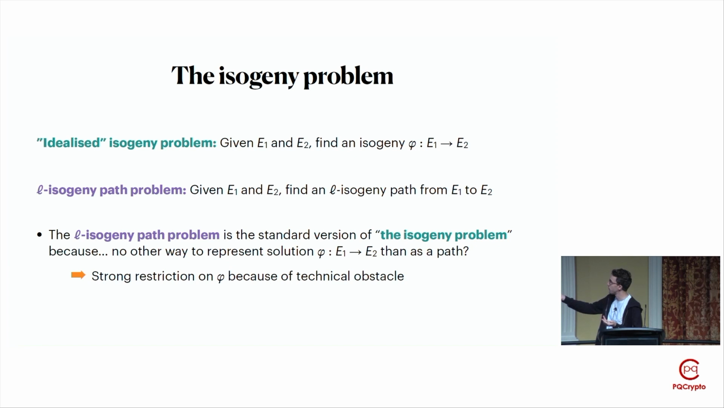How else would you represent a solution of that problem? So some technical obstacle led to defining this problem, L-isogeny path, which has a strong restriction. You're not finding any isogeny. It has to be a chain of isogenies of degree L. Maybe you can loosen this a little bit and replace L by a collection of small primes, and you're allowed to use all of these. But, well, still, it would be a restriction. So let's ask again. How can one represent an isogeny?